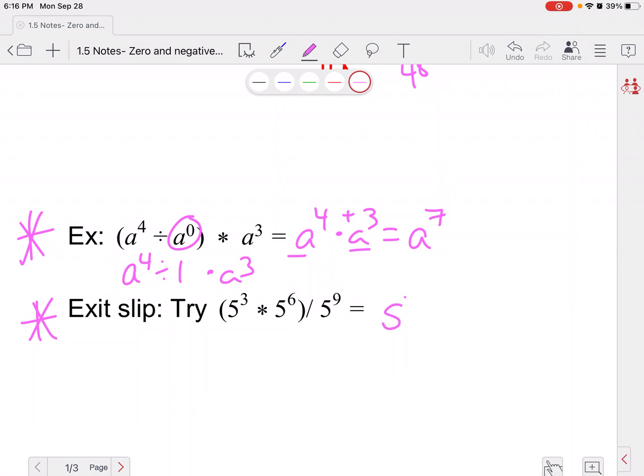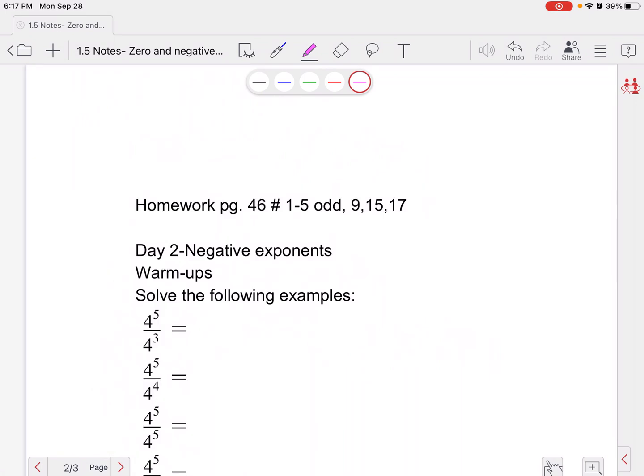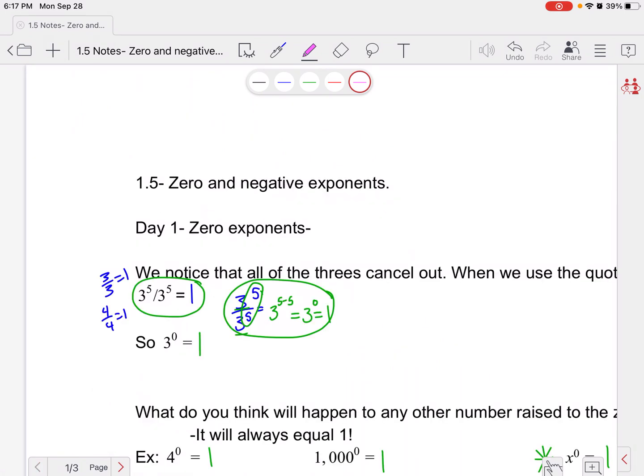So this would be 5 to the 3rd times 5 to the 6th all over 5 to the 9th. This would be 5 to the 9th over 5 to the 9th, which we know is 1 right away. But if we need to use our quotient rule, we can. 9 minus 9 is in fact 0, and 5 to the 0 is 1. How exciting is that? And I believe this is day 2, so we're going to talk about that tomorrow.